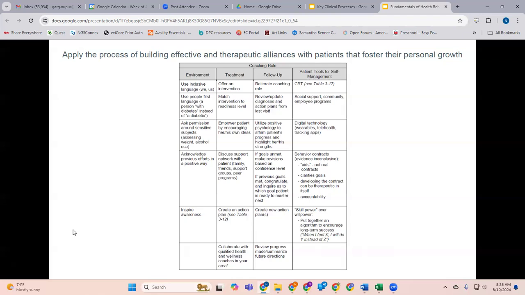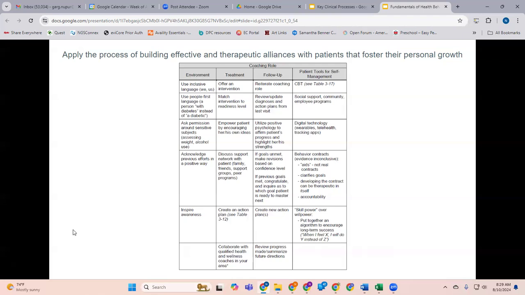The treatments are to offer an intervention, making sure it's matched to their readiness levels, empower the patient by encouraging their own ideas, and discuss their support network. So the first part is creating a positive environment. This next one is what you can actually do: create an action plan and collaborate with qualified health and wellness coaches. So you are creating this allied group of people that are telling the patient the same thing. You don't want people telling them different things than you are.